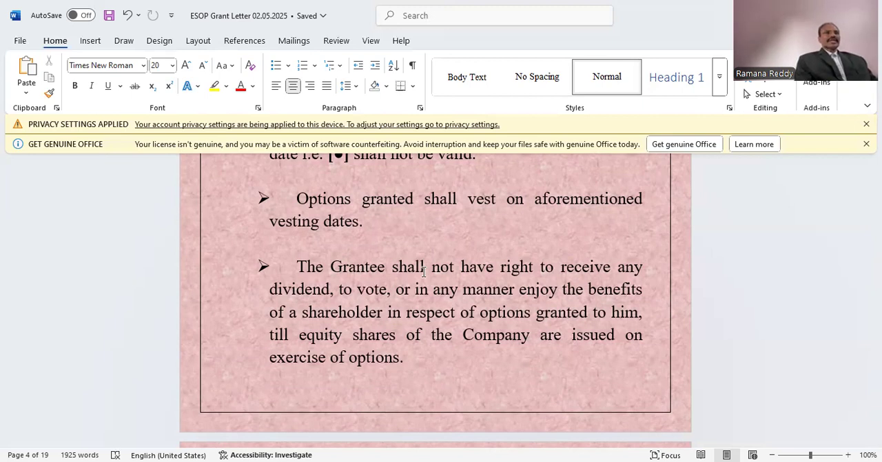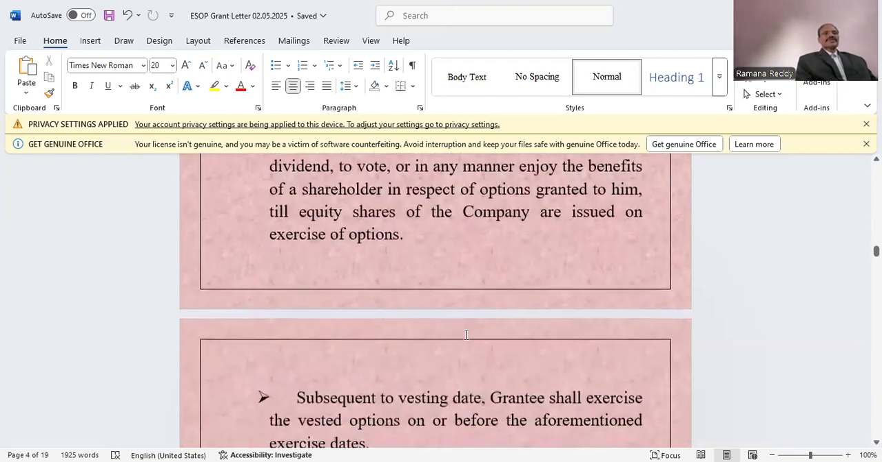This is only a letter. These are only options. This does not give any dividend. This will not give any vote in any manner. Enjoy the benefits of shareholder in respect of options granted to him. So no rights will be given until unless exercise the options. Till equity shares of the company are issued on the exercise of the options. Till that time, no vote, no dividend, no rights.